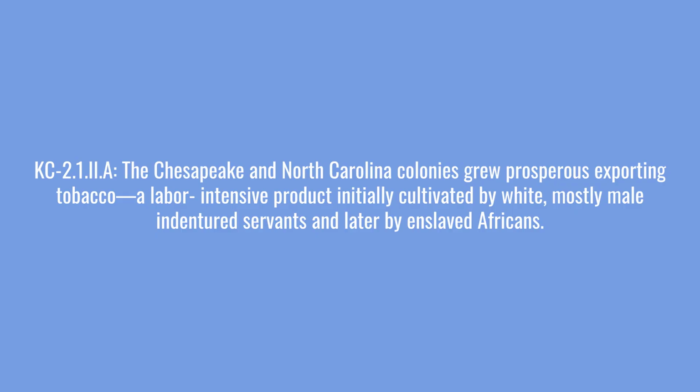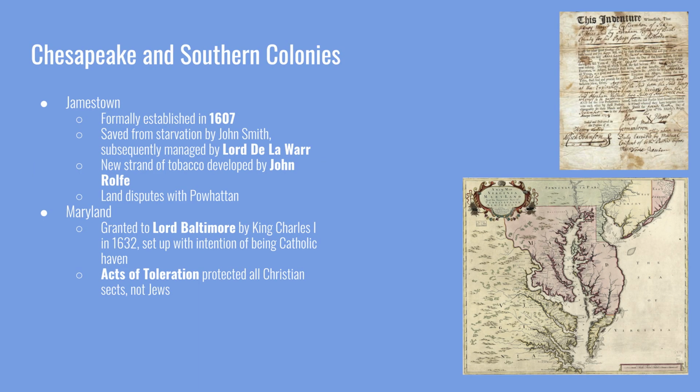The first key concept is the Chesapeake and the southern colonies grew prosperous exporting tobacco, a labor-intensive product initially cultivated by whites, mostly male indentured servants, and later by enslaved Africans. This is seen in the original settlement of Jamestown. It's formally established in 1607 by the Virginia Joint Stock Company.